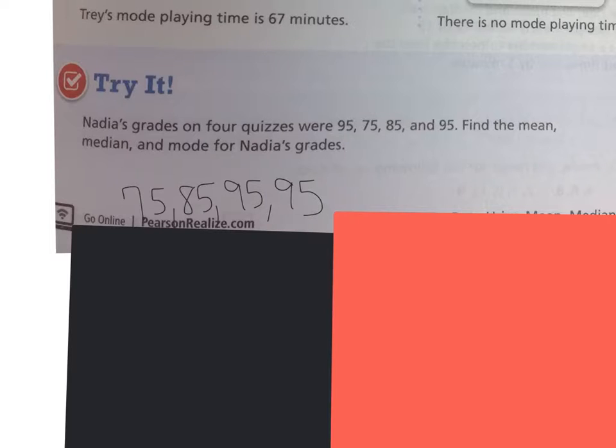Okay, and then I like to do these in order. The reason I like to do these in order is because if I do the mean first, the number I divide by tells me how many numbers I have. So I know if it's an odd number I'm dividing by, then I have 1 middle number. If it's an even number I'm dividing by, I have 2 middle numbers, and I'm going to have to average those out in order to find my median.